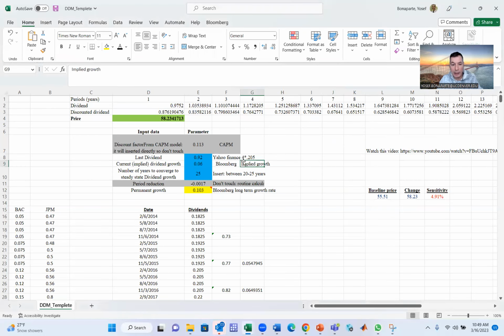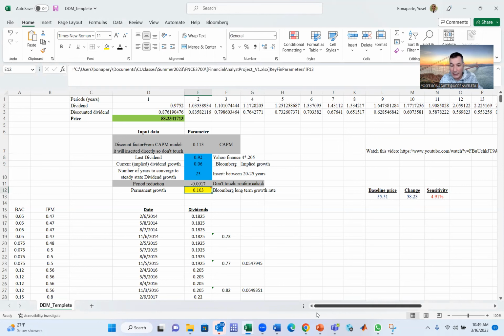You will have an Excel file like this. All you need is to report the current dividend for the company and the current growth of the company. We're going to divide that by 25, so you don't need to change that. If you want 20 years, that's fine. And then the long-term permanent growth.